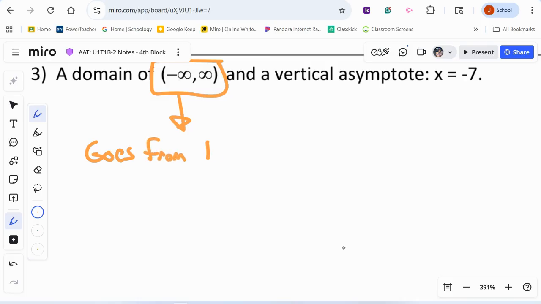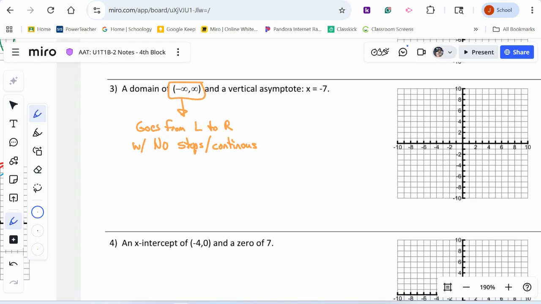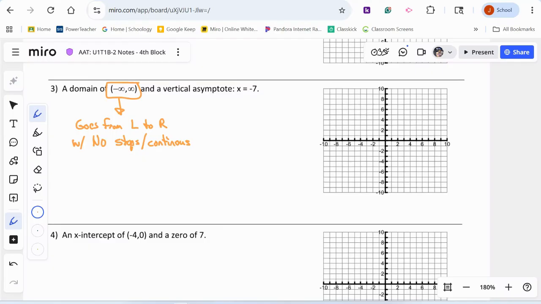from left to right with no stops, right? In other words, what does that mean, no stops? It means it is continuous, right? We can put our continuous, that's probably spelled wrong, but I'm going to call it close enough for this purposes, because unfortunately, Myro will not spell check my handwriting.